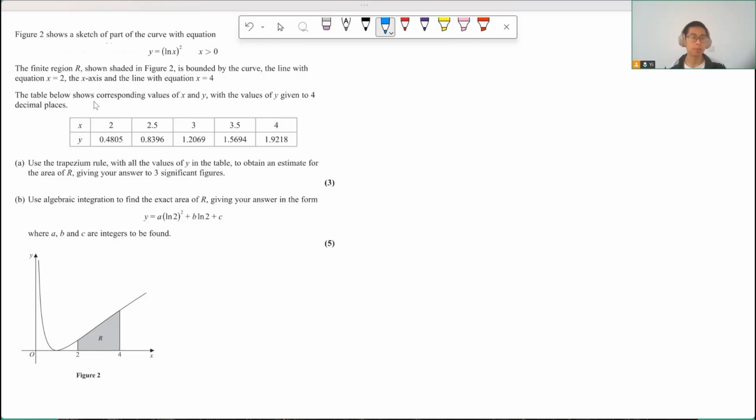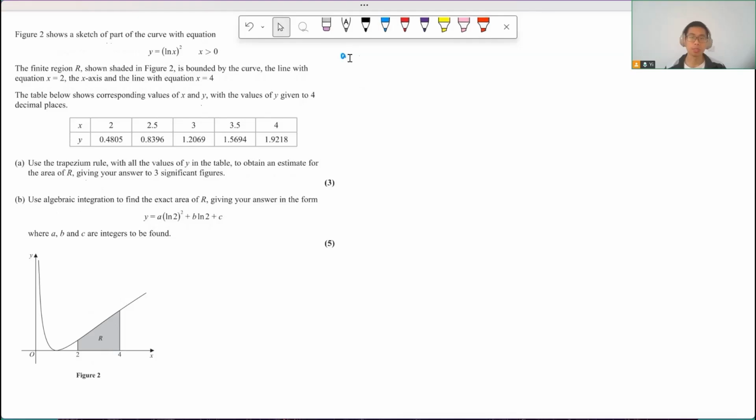And then the table below shows corresponding values of x and y, with the values of y given to 4 decimal places. Part A wants us to use the trapezium rule to find an estimate for the area of R. And then part B, they want us to integrate it and find the exact value of R. Okay, let's do part A first.